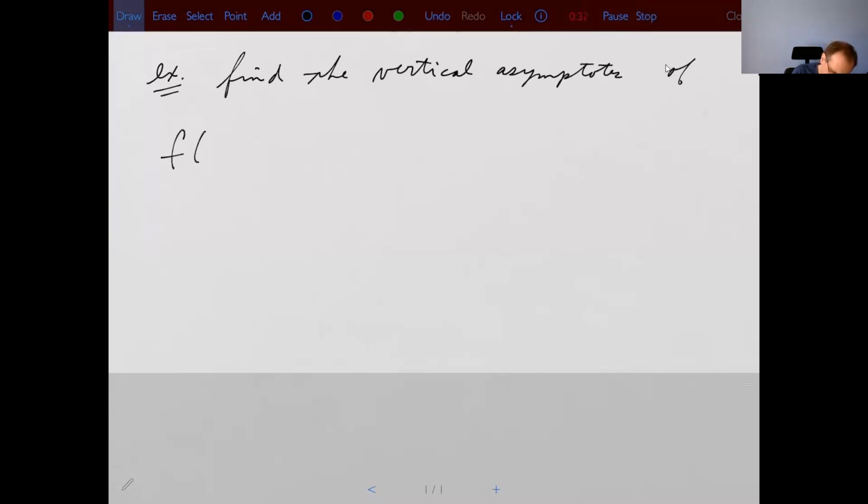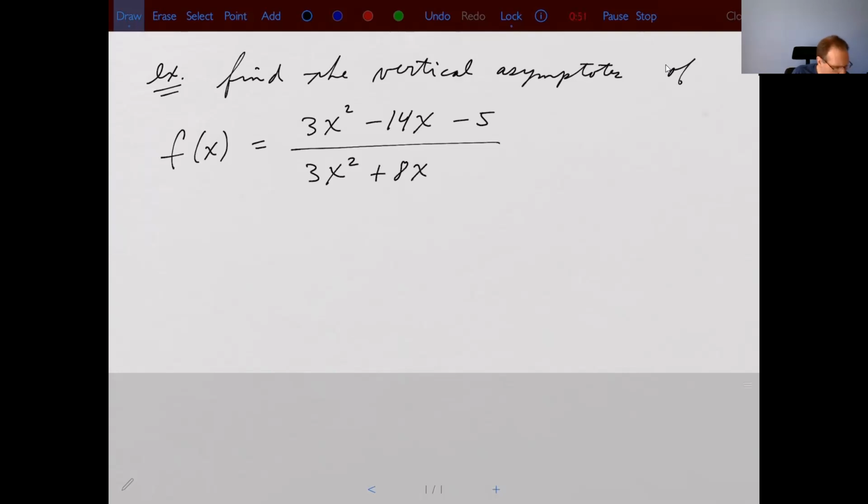So f of x is equal to 3x squared minus 14x minus 5 over 3x squared plus 8x minus 16.